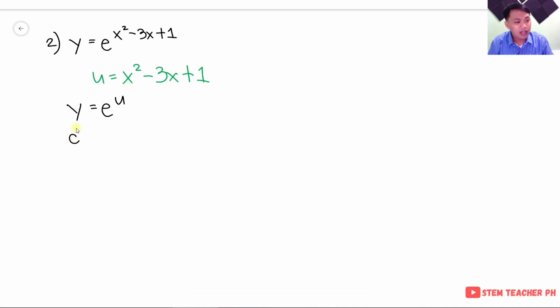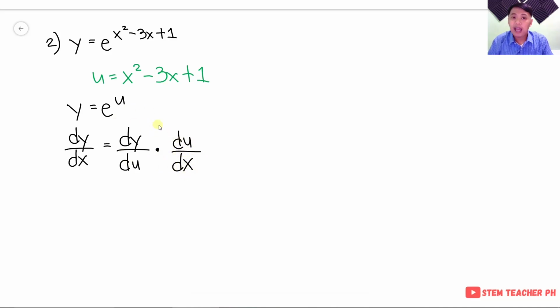Again, ang chain rule natin, the derivative of y with respect to x is just equal to, kuhanin muna yung derivative ng y with respect to u, tapos imumultiply siya dun sa derivative nung nilet natin as u, which is x squared minus 3x plus 1. So, kuhanin natin yung u, tapos kuhanin yung derivative with respect to x.